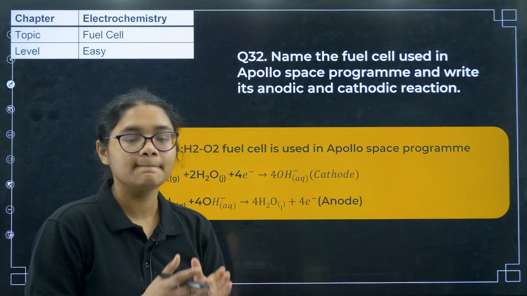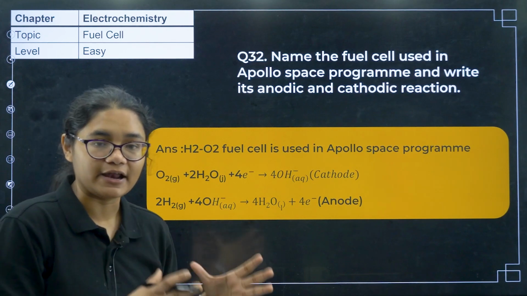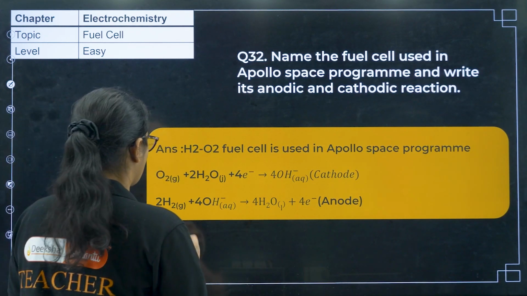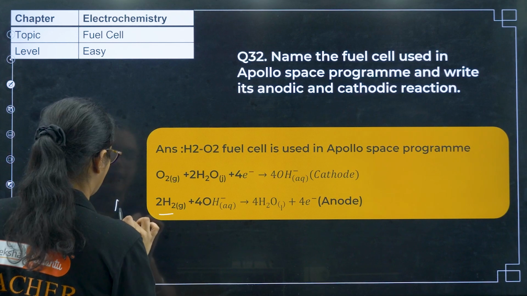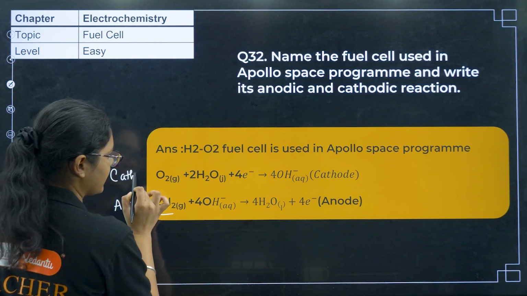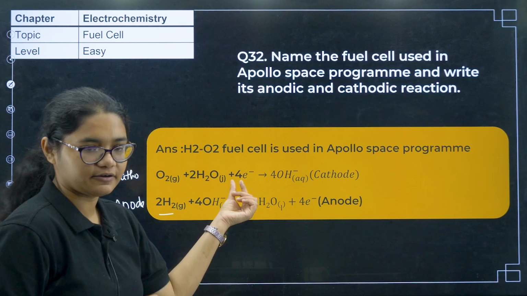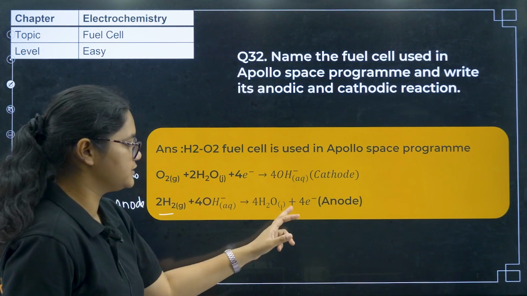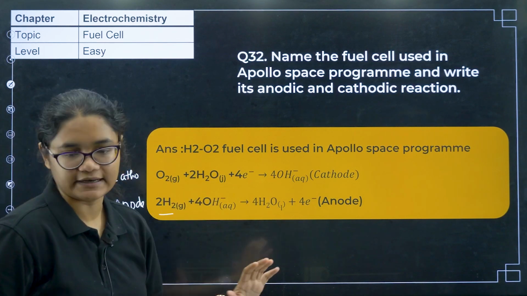Apollo space program. Hydrogen will be at the anode side, oxygen will be at the cathode side. Okay, so hydrogen is there at the anode side and oxygen is there at the cathode side. At the cathode there is reduction, so oxygen gains electrons, and at the anode there is oxidation, so hydrogen loses electrons.